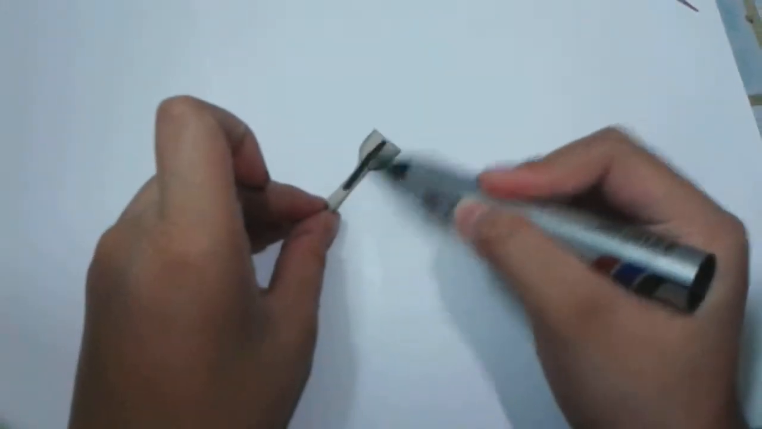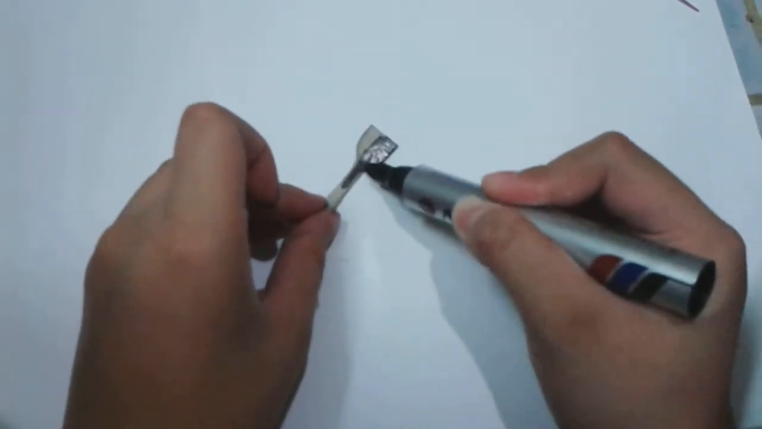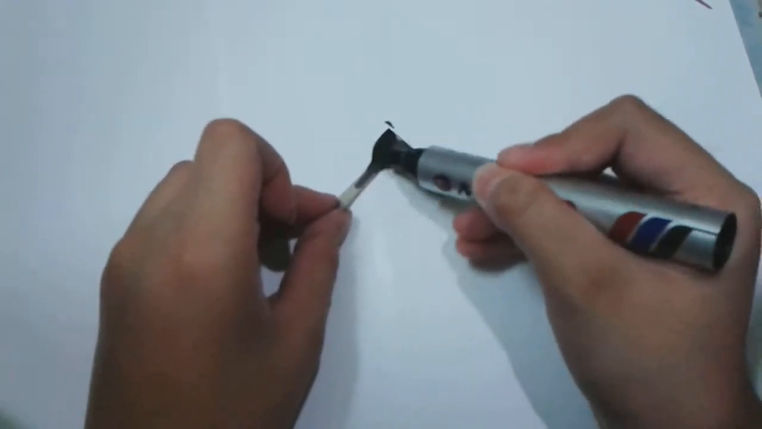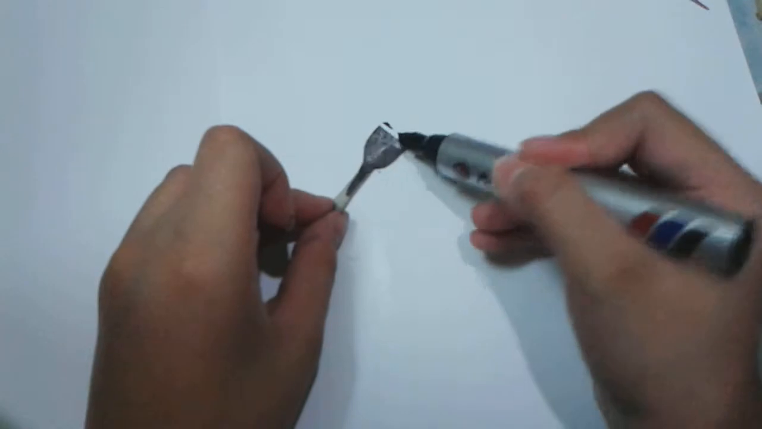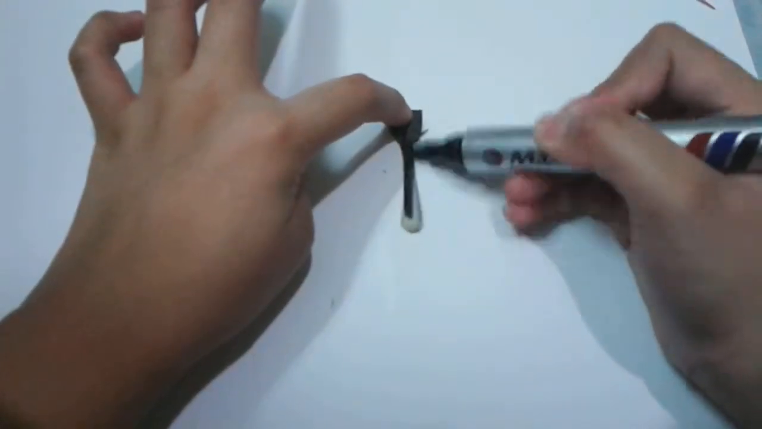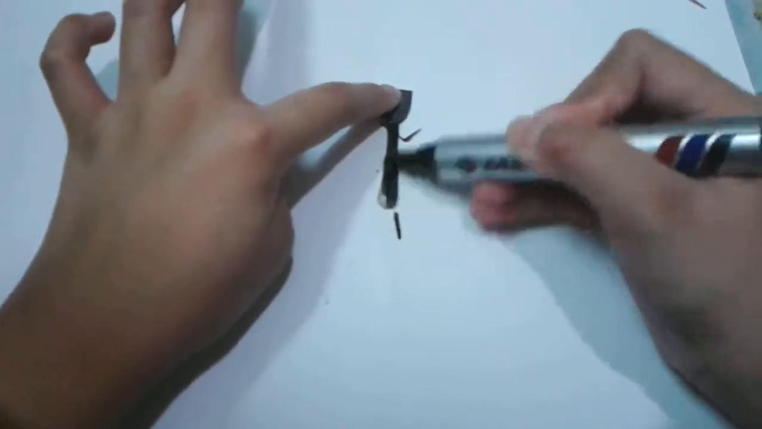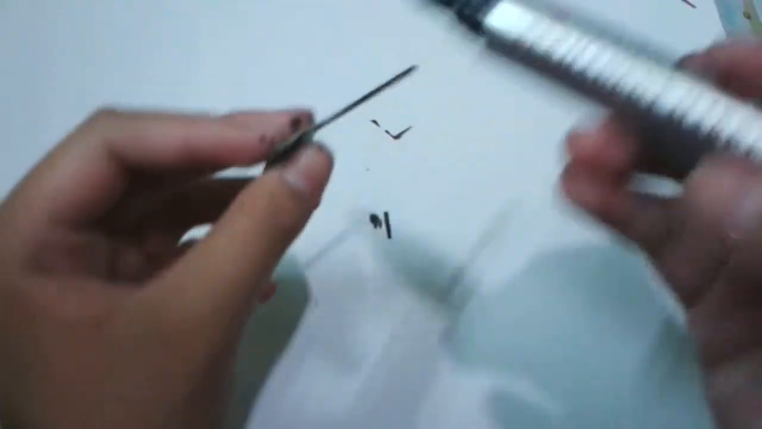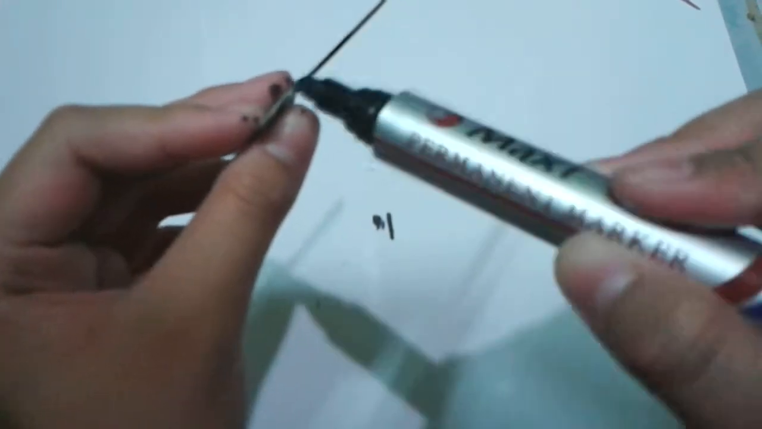So once you've cut it, get your marker. You can color it with your marker all around it, or you can use paint or duct tape. But I'm using a marker because it's so easy to dry. And just cover it with the marker, even the sides.